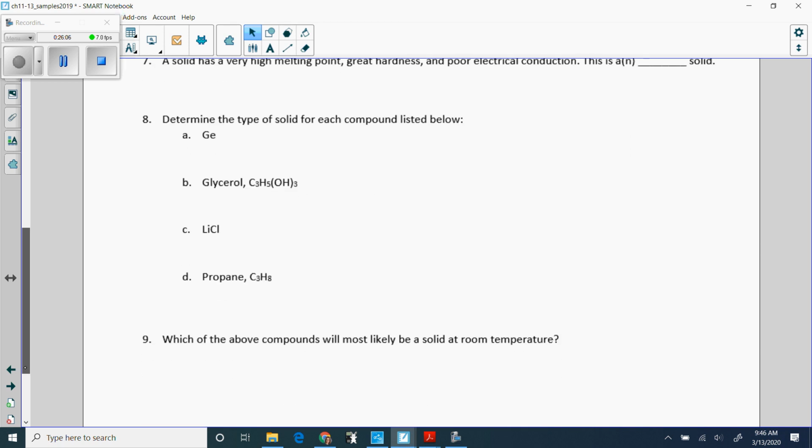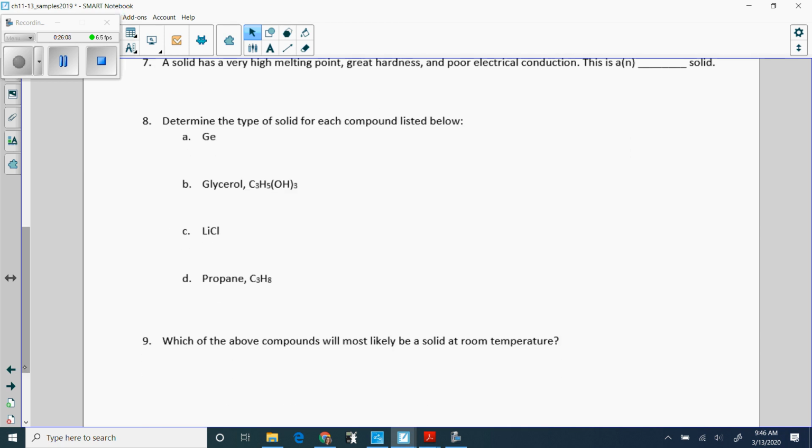Let's look at number 8. Number 8 is our crystalline solids. You might want to flip your sheet over. We have 4 options for crystalline solids. We have metallic if it's a metal. We have ionic if it's a metal and a non-metal. We have covalent network if it's germanium, silicon dioxide, diamond, or quartz. And then we have our molecular, which is really anything organic, everything on that side.